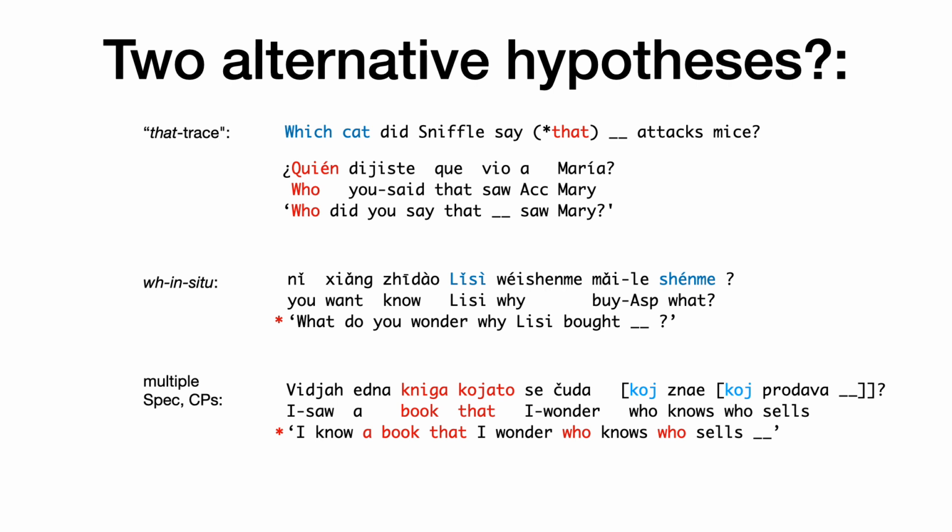So with Mandarin Chinese, maybe there's something to say, but with the that-trace case or the Bulgarian case, we have to say that for some reason, if "which cat did Sniffle say that attacks mice" is bad, it's bad because there's something difficult to process about having the complementizer and the subject question at the same time, and that applies in English but doesn't apply in Spanish. Again, that's a really hard game to play. It's really hard to figure out how to explain that. And so again, no one's a winner here, right?